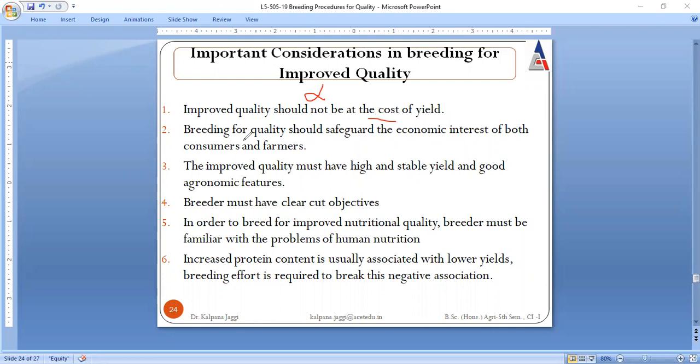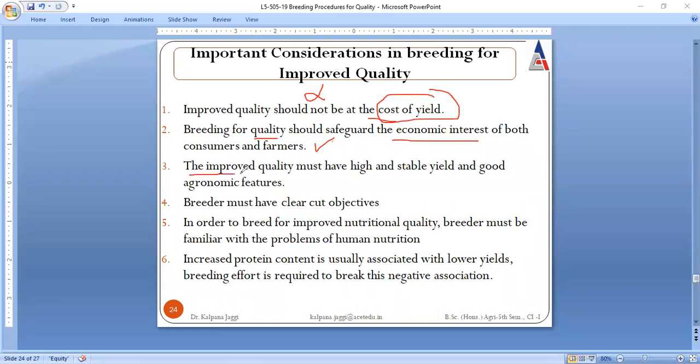Secondly, we should consider that when we are going for the breeding for quality, it should save the economic interest. When we talk about the cost of the yield, we are talking about the economic interest of both consumers and farmers. The first is that improving the quality should not increase the cost. And while we are going for the breeding for quality, one must keep in mind that economic matters must be in favor of consumers and farmers, so that it is easily available to them and they can easily consume it.